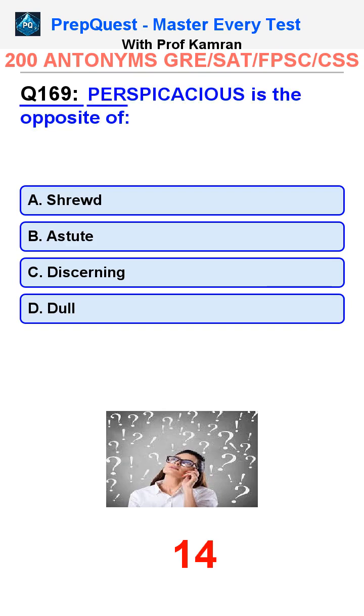Question 169. Perspicacious is the opposite of. Option A. Shrewd. Option B. Astute. Option C. Discerning. Option D. Dull.